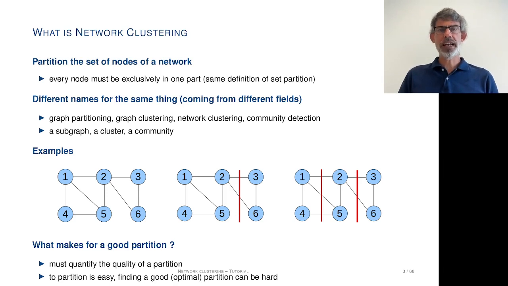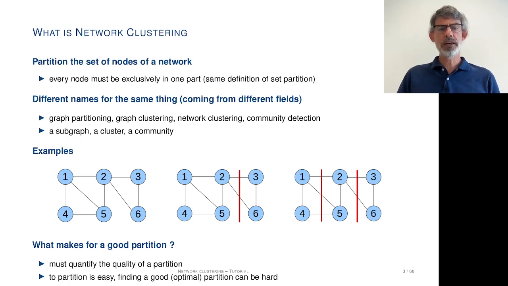So let's take a look at this network and let's try to cluster it. In the figure in the middle, we have a clustering of the network with 2 parts. Nodes 3 and 6 are in one part, and nodes 1, 2, 4, and 5 are in a different part. In the figure on the right, we have a clustering with 3 clusters, where nodes 1 and 4 are in one cluster, 2 and 5 in the second, and 3 and 6 in the third. So at this point, you can see that there are many different ways that we can cluster this little network.